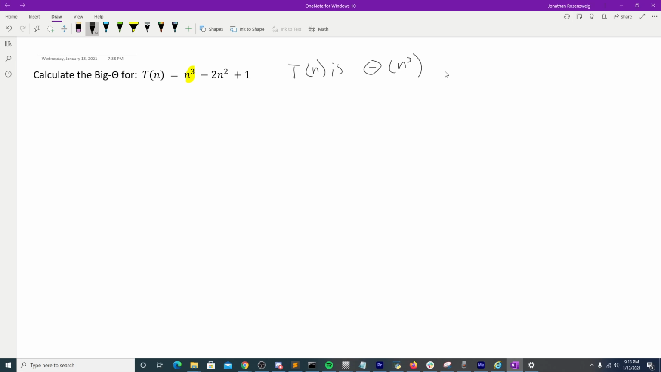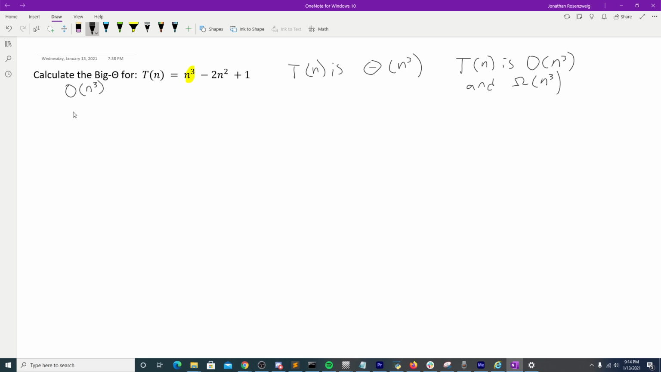And it is theta of n cubed if it is both O of n cubed and omega of n cubed. So to prove this, we're going to prove that T(n) is O of n cubed and omega of n cubed. Okay, so let's first start by proving that it's O of n cubed. So first we want to choose our constants.